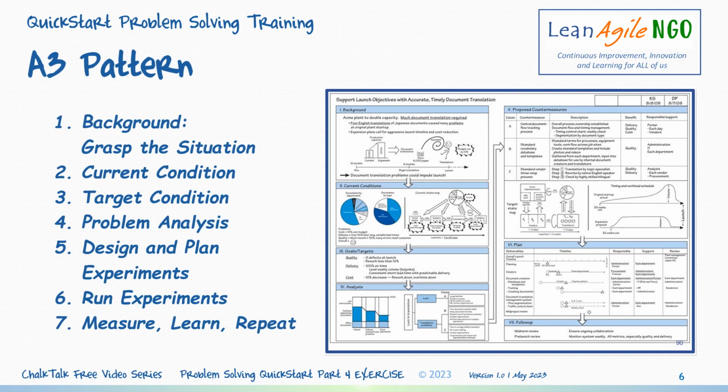The A3 is the most widely used problem-solving method in the Lean community. It is a one-page storyboard summary of a problem-solving journey. It helps teams stay on track, step by step, not jumping to conclusions, staying focused on what is most important. We'll walk through these steps during the exercise.